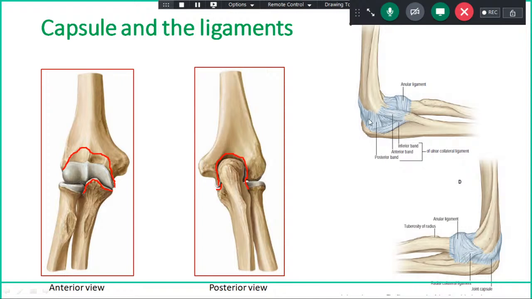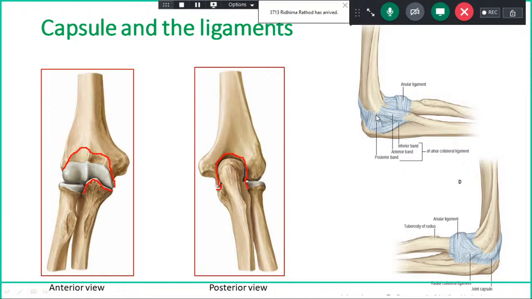You have three bands, which you can see over here. It is triangular in shape. The apex is attached to the medial epicondyle. The anterior band goes to a small tubercle, the ulnar tubercle, present on the medial edge of the tuberosity. So this anterior band goes from the medial epicondyle to this tubercle.